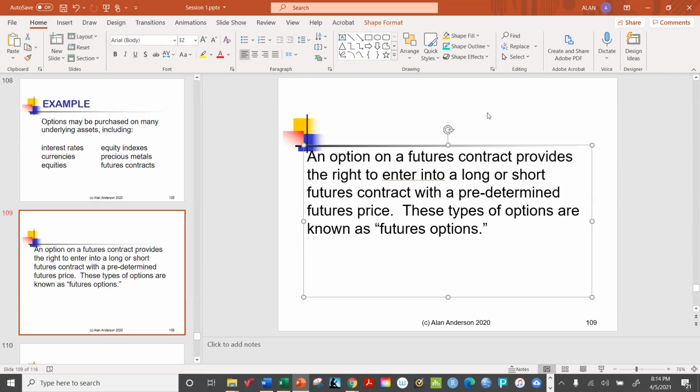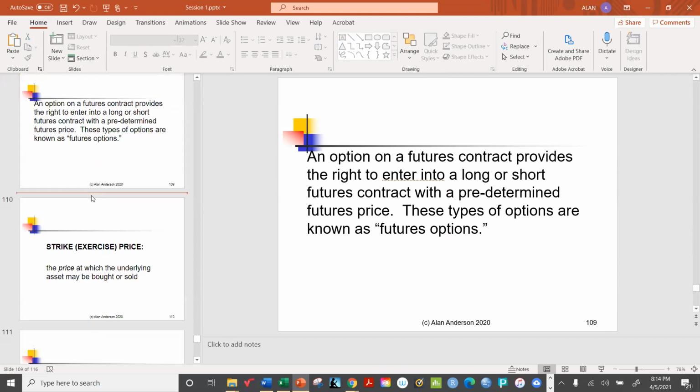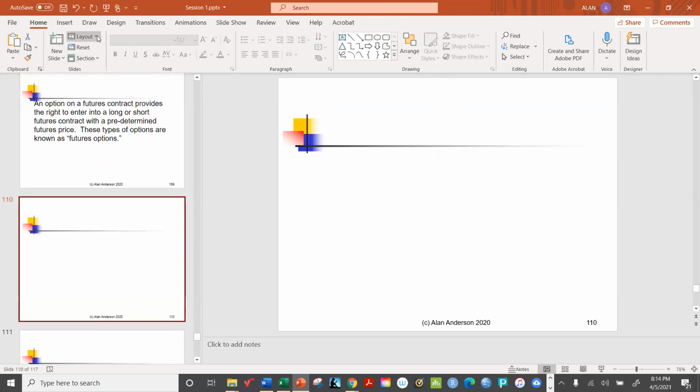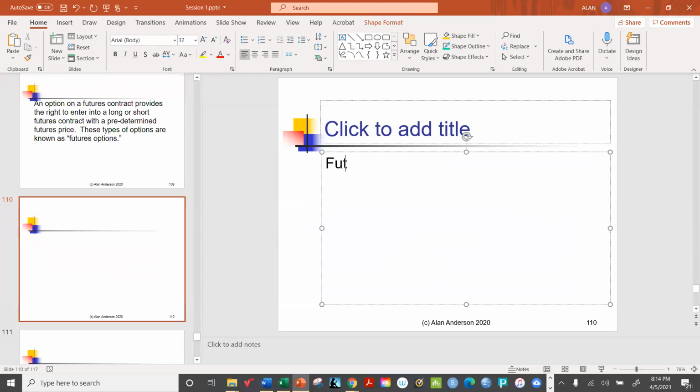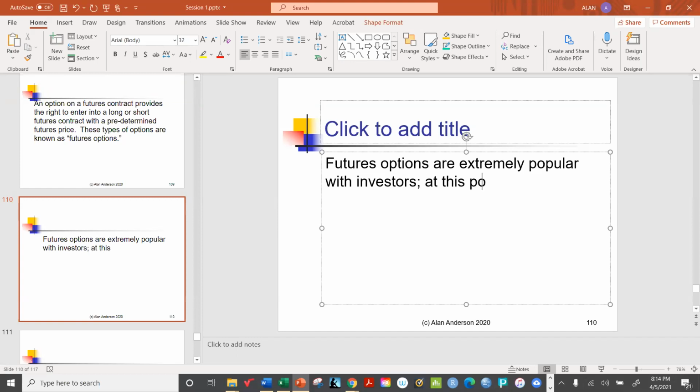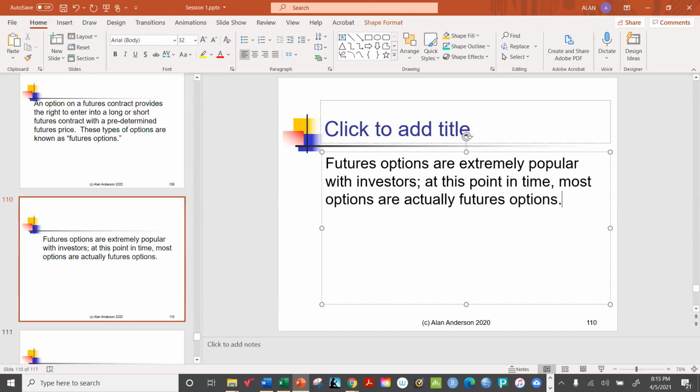Now, you may say, well, that seems unnecessarily complicated, but futures options are extremely popular. In fact, at this point in time, most options are actually futures options. Not all of them, but many of them. Okay, so that's one of the more popular types of options.